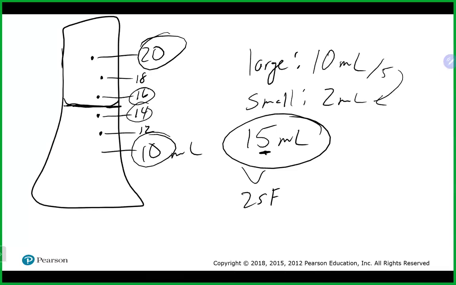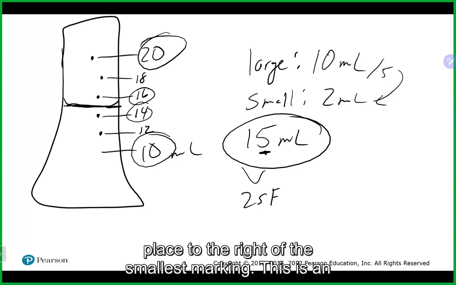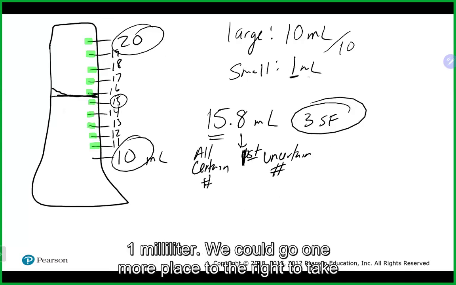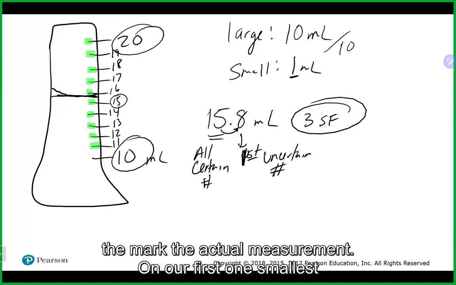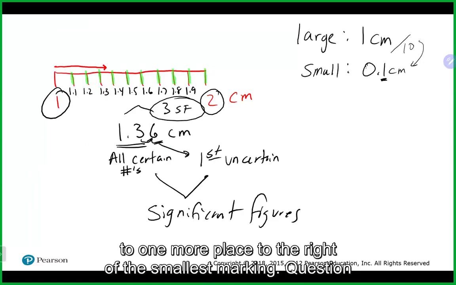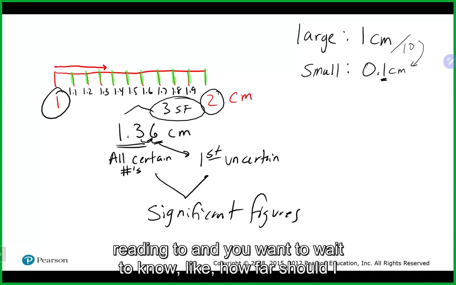Now, typically speaking, you can take a reading properly to one more place to the right of the smallest marking. This is an example where you can't do that. But here, smallest marking was 1 milliliter. We could go one more place to the right to take the actual measurement. On our first one, smallest marking was the first decimal place. We could take the reading to one more place to the right of the smallest marking. Question on that?